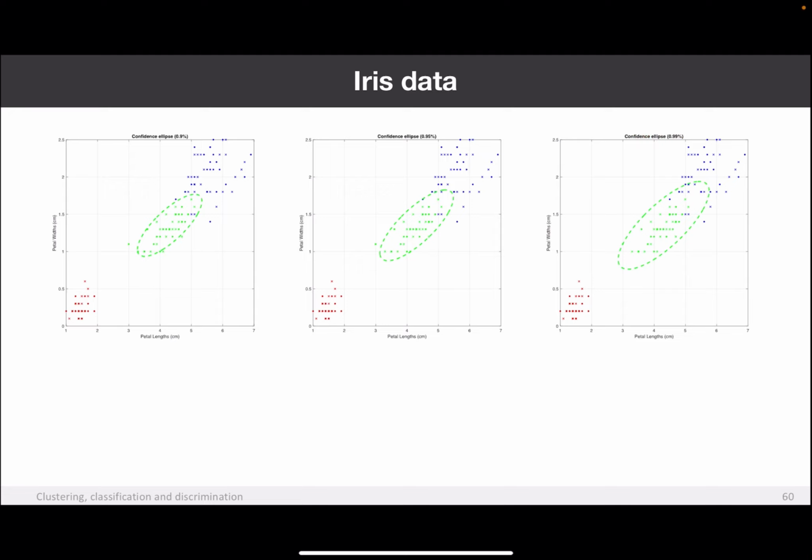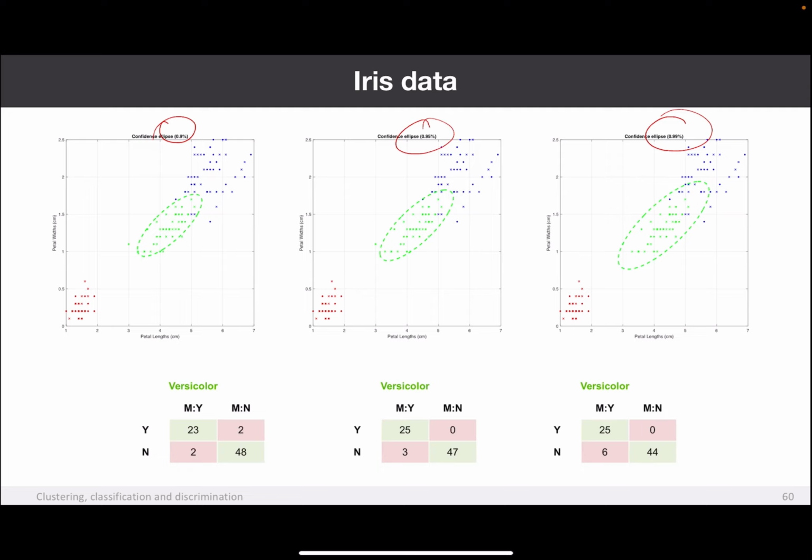Again, I tried this for iris data. In this case, I made 3 confidence ellipses, 90%, 95%, and 99%, only for iris data. You can see definitely the size is different. And then if I compute, for example, the number of false negatives and false positives, you can see that this is the worst case. You have a lot of blue points inside, so you have a lot of false positives, but you don't have any false negatives, right? In this case, for 95%, again, you don't have any false negatives, but you have 3 false positives, and then here you have 2 false negatives and 2 false positives.